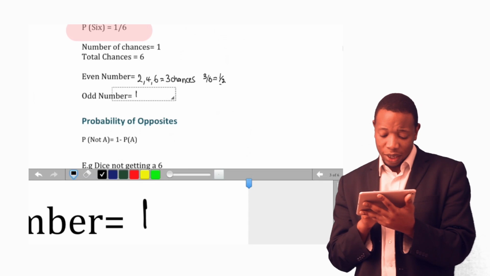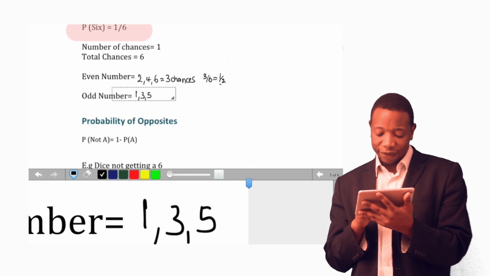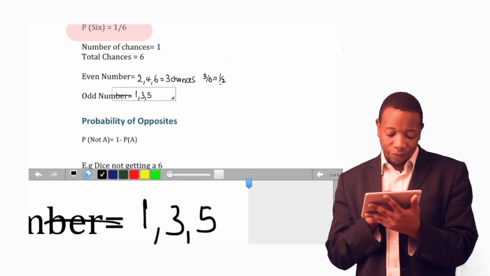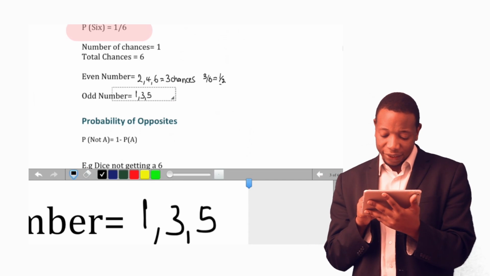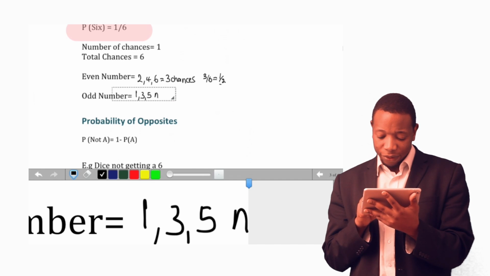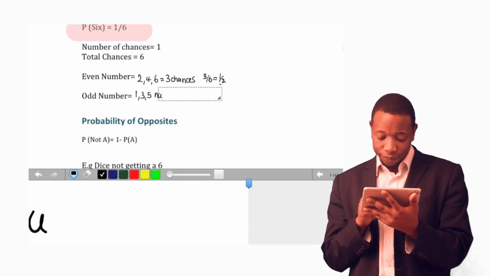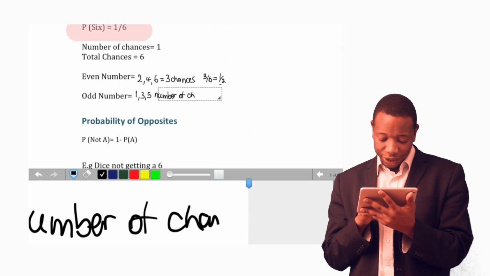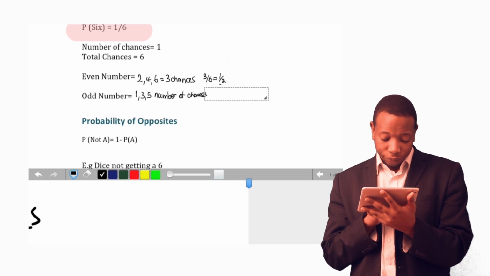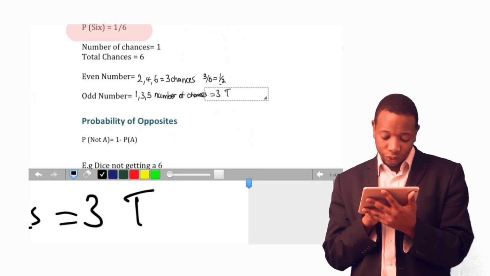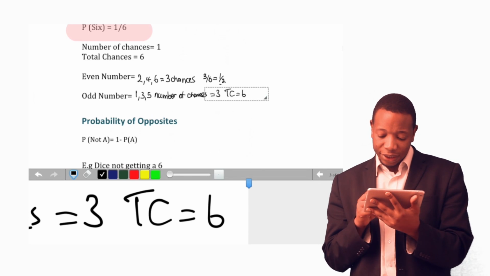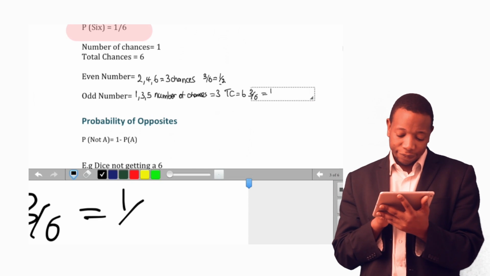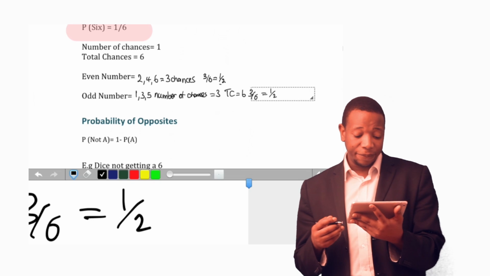The same for odd numbers. The odd numbers we're talking about are 1, 3, and 5. What is the chance of getting a 1, 3, or a 5? We're looking at them together here. Again, like the even numbers, the number of chances is equal to 3, and total chances, which I'll write as TC, is equal to 6. So we then have 3 over 6. Again, that's half a chance of that happening.